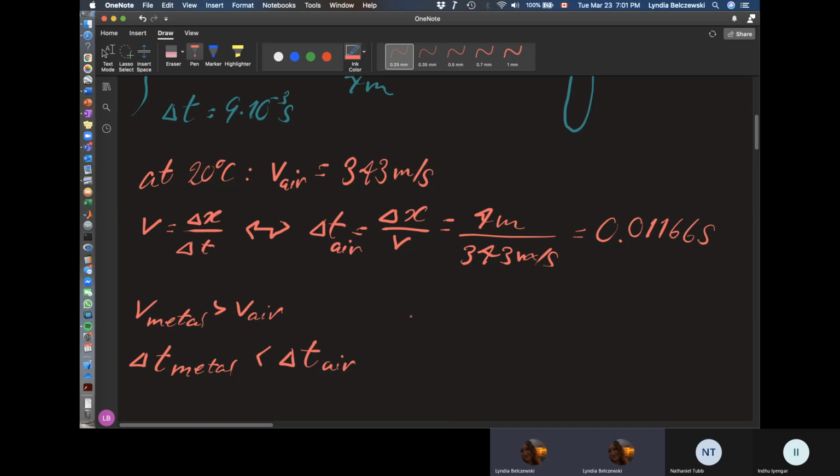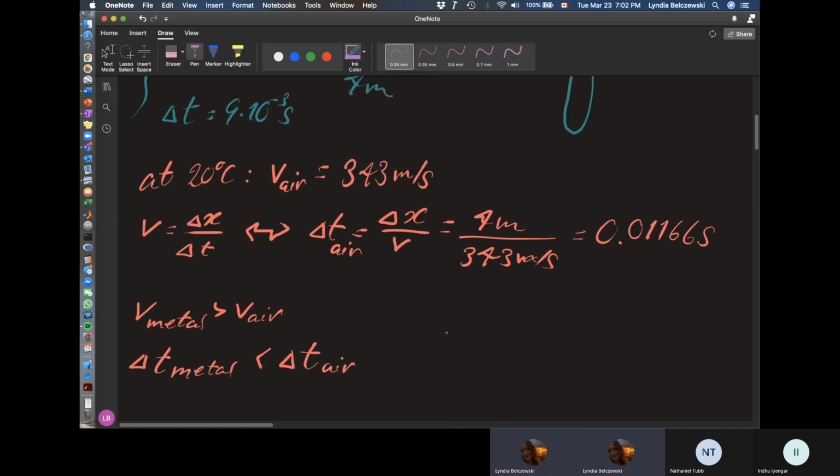So since the sound wave should take less time to propagate through the metal, because it's going faster in the metal, we can say that the delta T for the metal is equal to delta T for the air minus the difference in time for when they arrived.